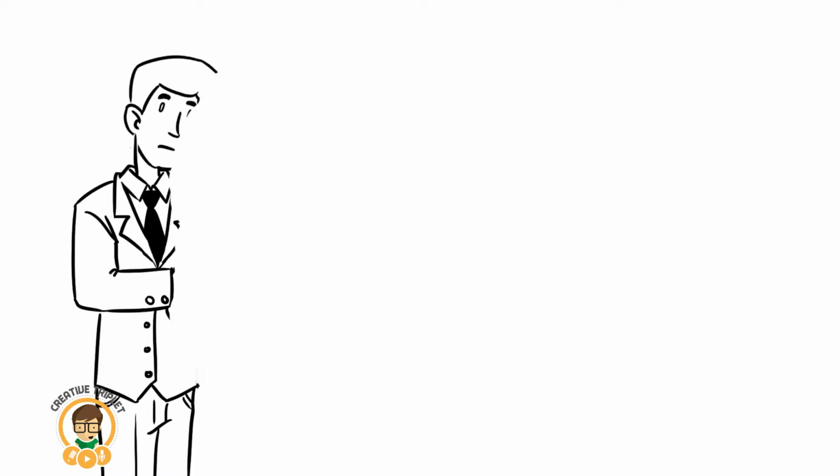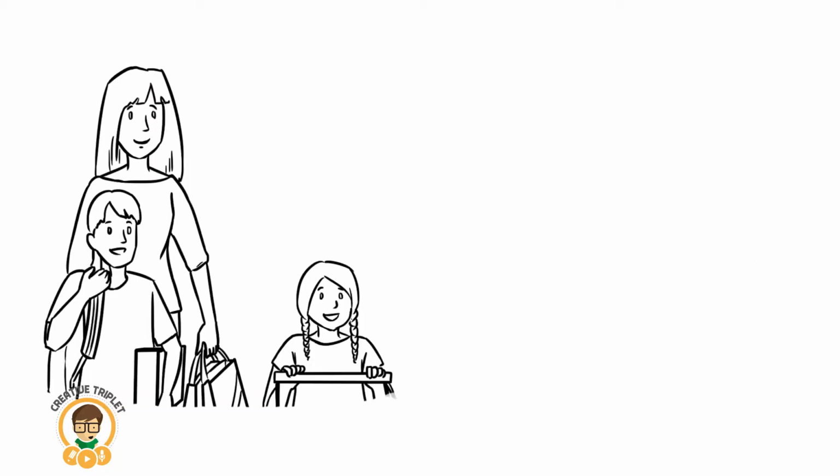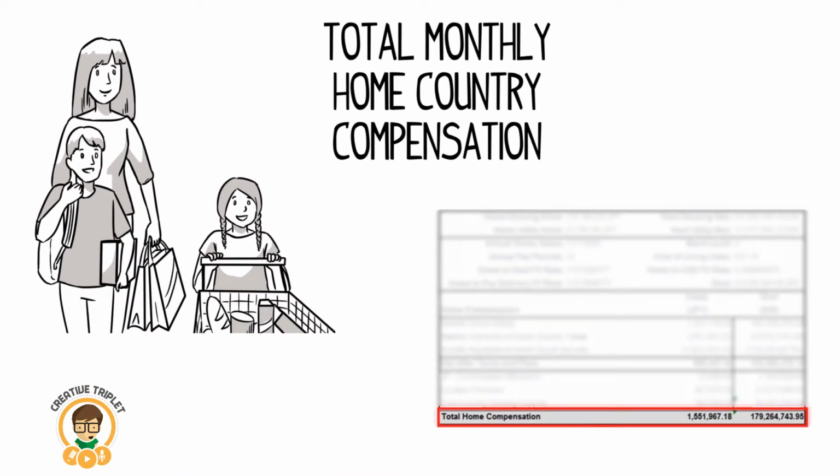The last of the compensation categories is your reserve. P&G realizes you'll likely want to transfer some of your salary home to cover financial commitments. We therefore support you sending home your total monthly home compensation every month. You can see your total home compensation amount in your My Expatriate payslip.